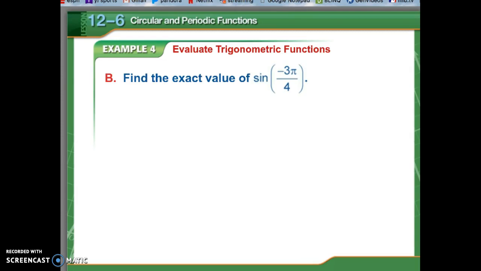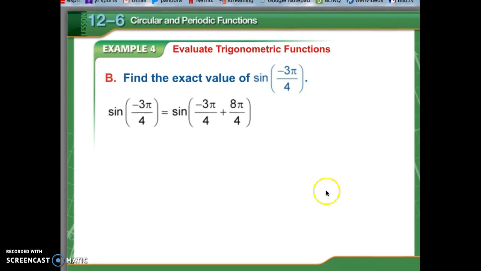Part B, we're going to find the exact value for the sine of negative 3 pi over 4. And again, you want to work off coterminal angles. It's always easier to do positive angles than it is negative angles. And so when you're working in radians, you need to think about that a full circle is 2 pi. But because we have a denominator of 4, we're going to need to convert 2 pi to be something over 4, which in this case would be 8 pi over 4. So negative 3 pi over 4 plus 8 pi over 4 gives us 5 pi over 4.